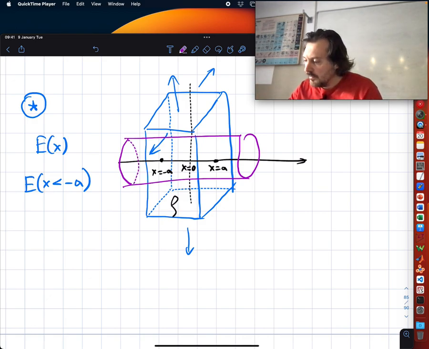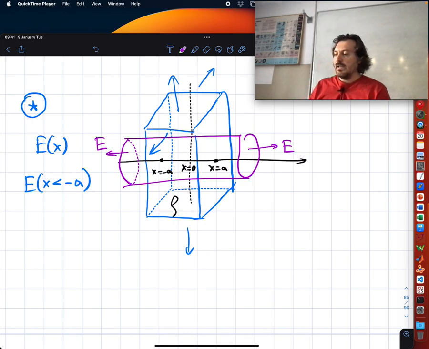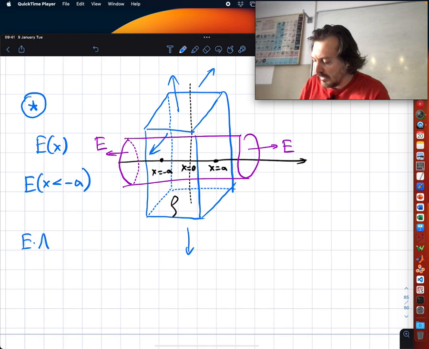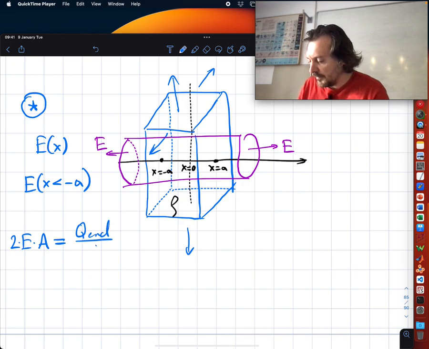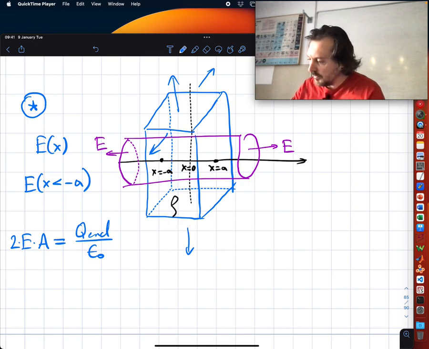So we have two sides that have electric field, and over here it's to the right, over here it's to the left. And we can apply Gauss's law. We can say that E times A, and there are two of them, is Q enclosed over epsilon 0. Do you agree? Yes. What is Q enclosed? Rho times volume. Rho times volume, very good.